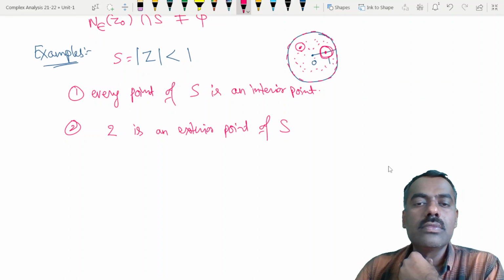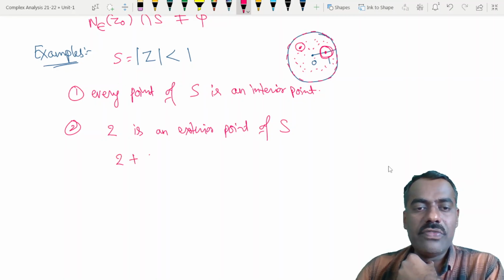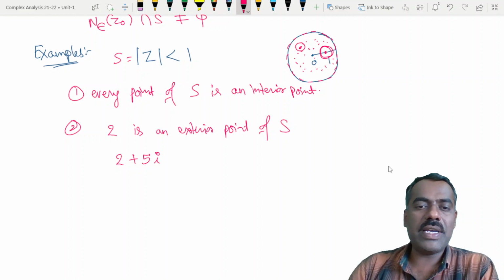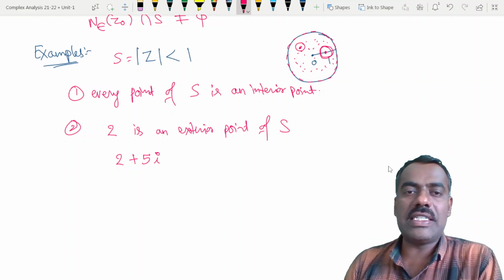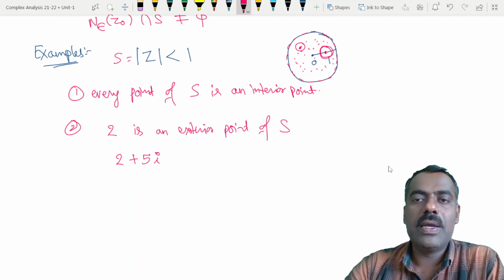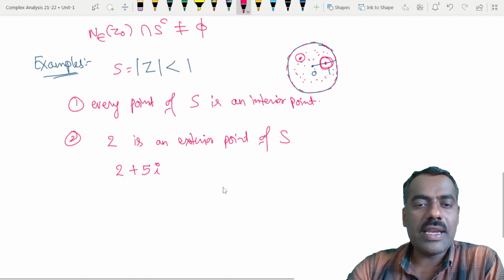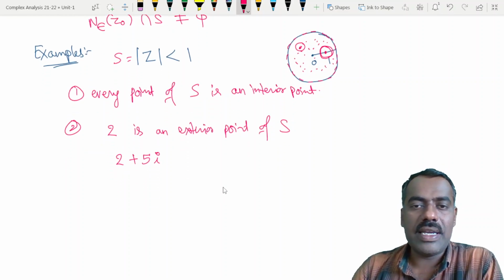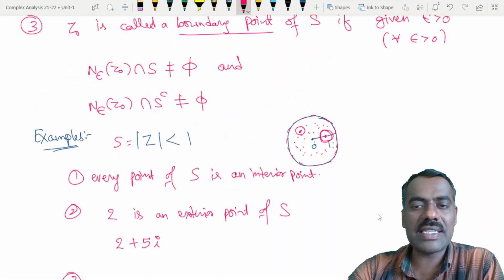2 plus 5i. So all these things, because if you find the value, it is strictly greater than 1. Therefore, they are all exterior points. Is that clear? Now, can you give some boundary points of this S?